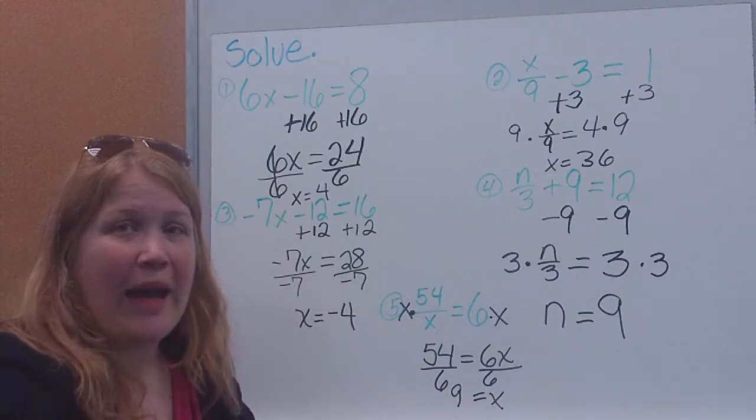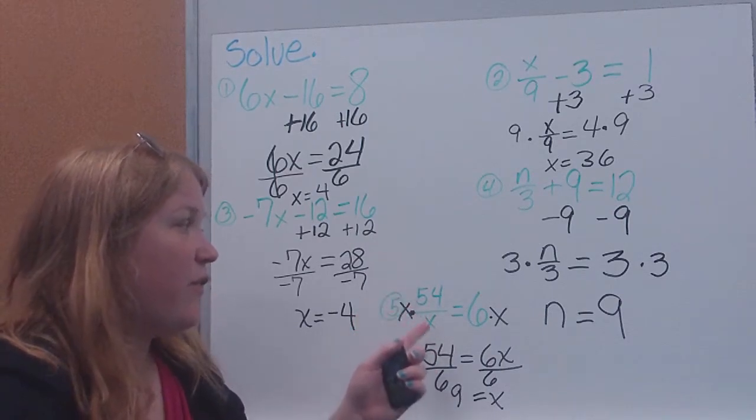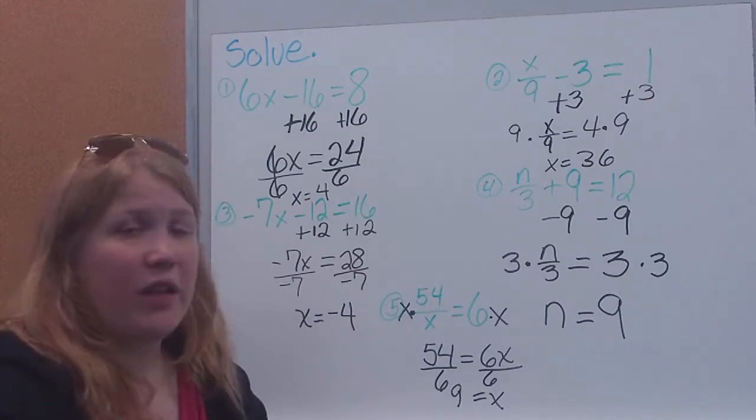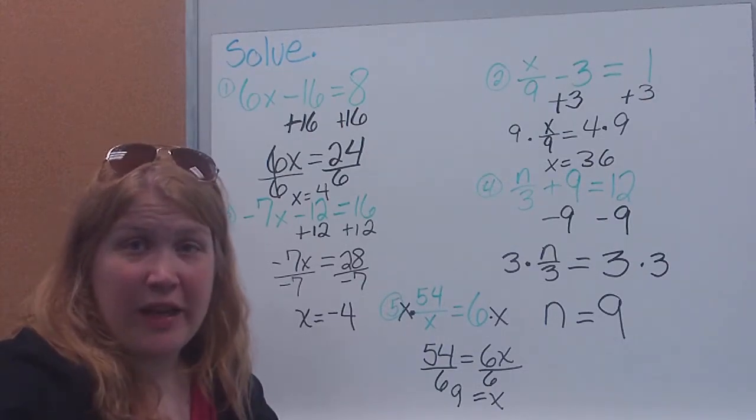And again, you can go back and you can check it. Put your 9 here. 54 divided by 9 gives me 6. I must be correct.